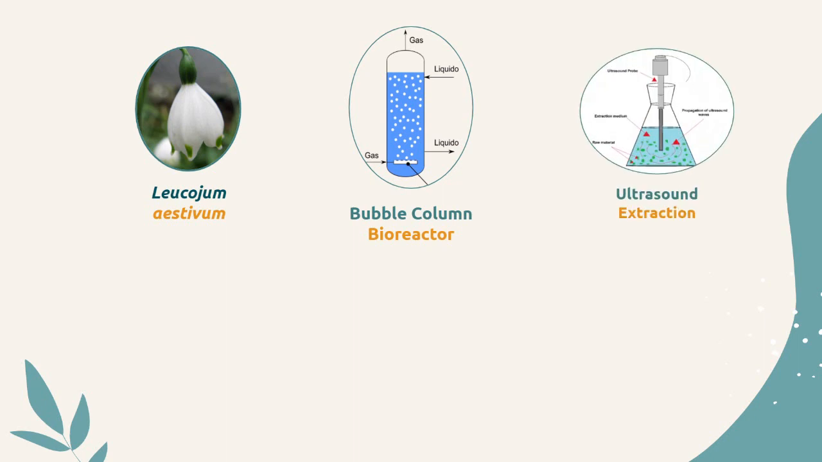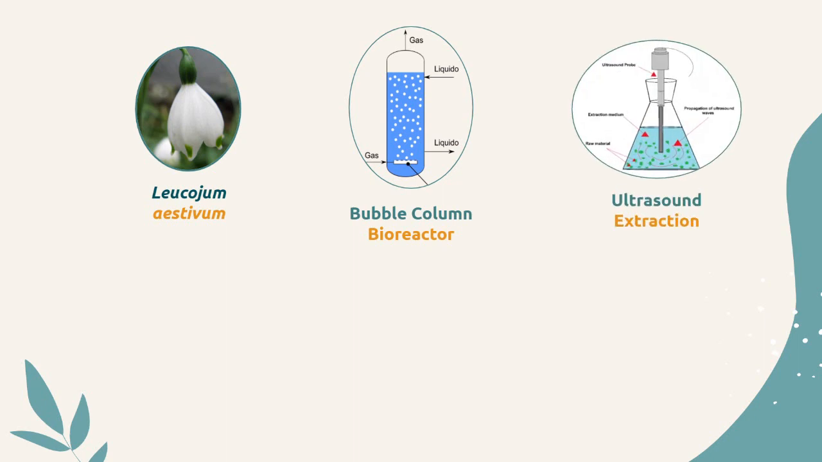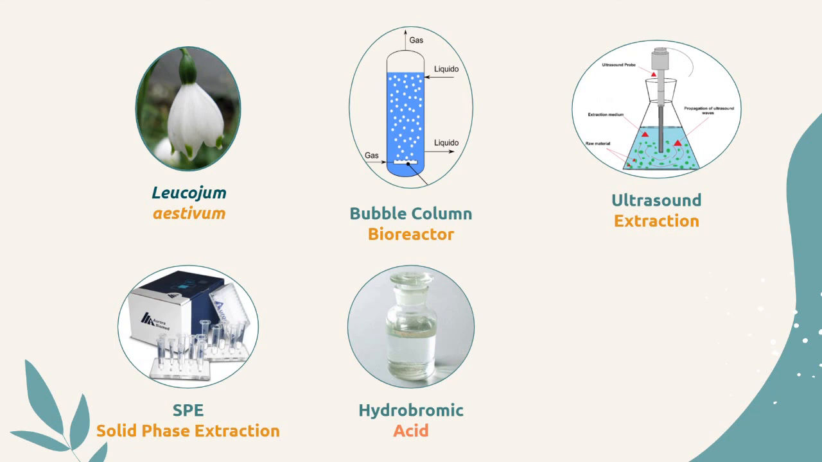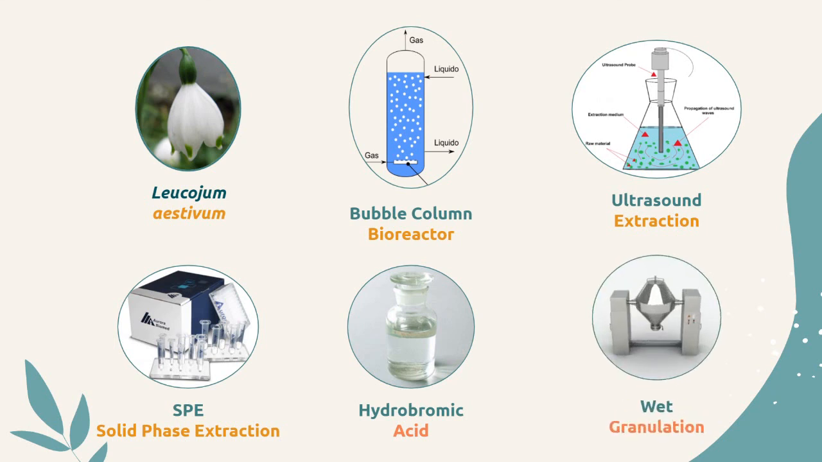Ultrasound extraction is more preferable for extraction method, while solid phase extraction is more preferable for purification method. Using hydrobromic acid can give higher yield for galantamine hydrobromide. Lastly, the preferable granulation method is wet granulation.